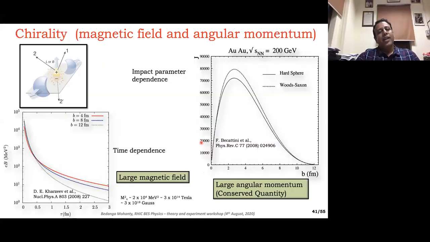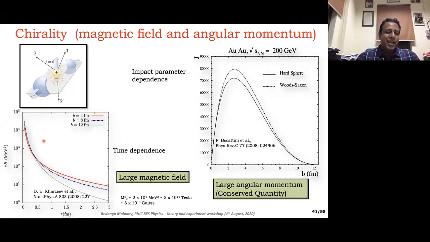Now, just to give you an idea about how large are these magnetic field and angular momentum, here is a calculation of the angular momentum J in units of h bar as a function of the impact parameter of collision, gold and gold collision at 200 GeV. There are small values for central and peripheral collision, but at mid-impact parameter or mid-central collision, they could be as large as 70,000 to 80,000 h bar. Remember, this angular momentum is a conserved quantity. Its effect we expect to feel throughout the evolution of the system.